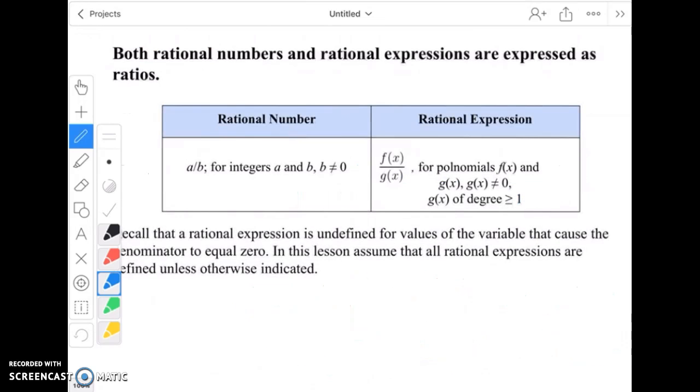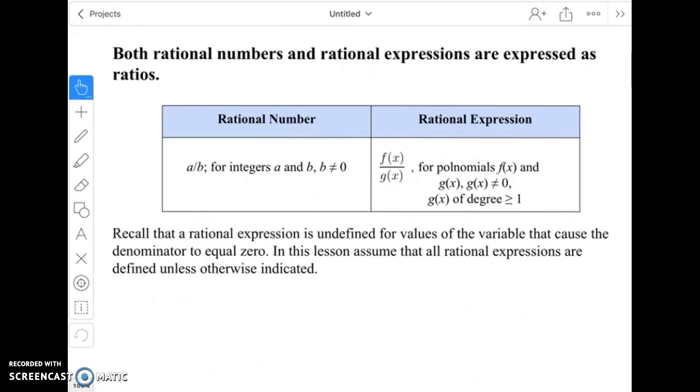All right. Now going into some new material, both rational numbers and rational expressions are expressed as ratios. A rational number, just like we talked about in our warm-up, is a over b, for integers a and b where b can't be equal to 0. For a rational expression, we have two functions, so we have f of x over g of x, for the polynomials f of x and g of x, where g of x can't be equal to 0, just like if it was a number. And then the degree of g of x has to be greater than or equal to 1. Again, that degree is the same type of concept as that 0 in the denominator.